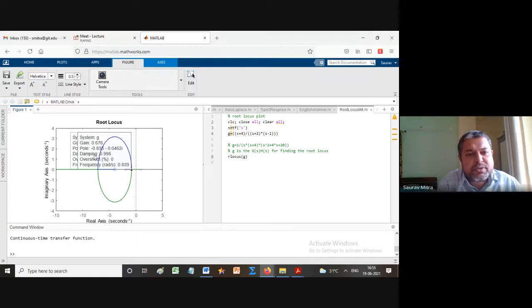That means here also damping is showing 0.998. So we can roughly see this is the breakaway point. Okay, that is the minus 0.83, and this is actually the break-in point. So this was around minus 7.16. So I will rerun it.